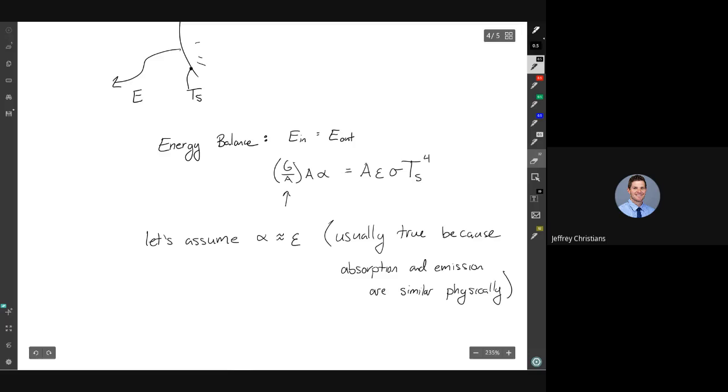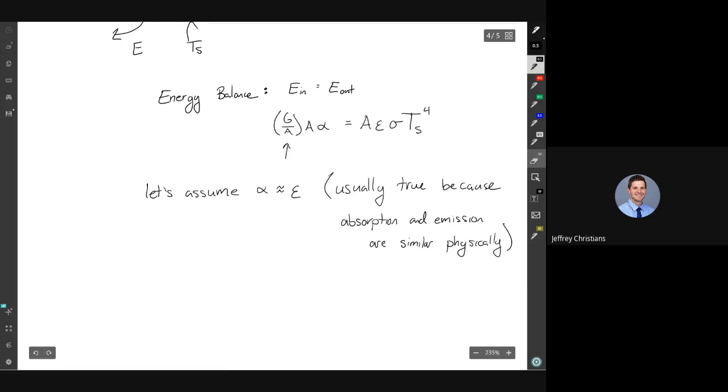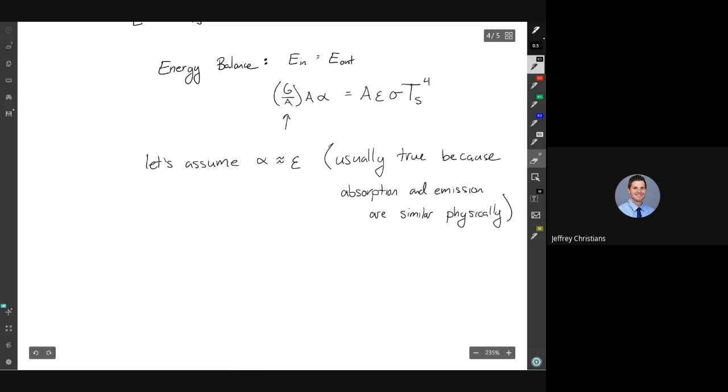And I'll write a note. This is usually actually a pretty good assumption because, in terms of physical mechanism, what's physically happening, these two are linked. So it's not just a wild thing; we would expect that these would be similar. They often are similar. We could look it up. This is a measurable property. We could figure it out. But this is a reasonable thing to do, at least for the sake of what we're doing right now.